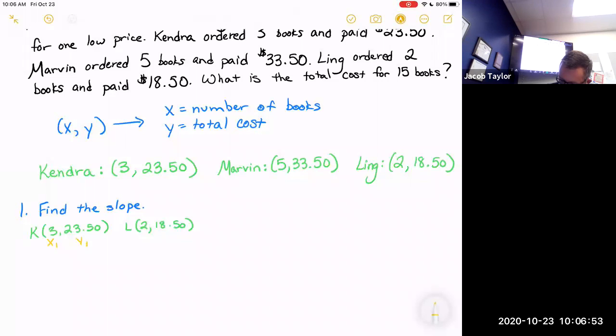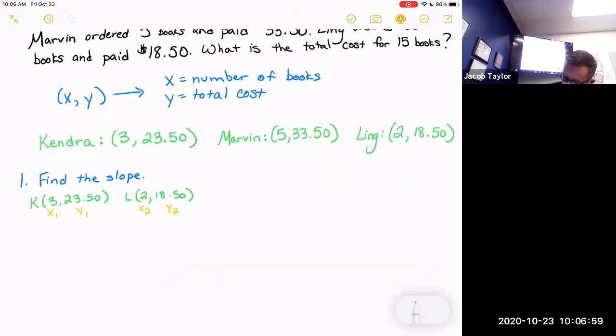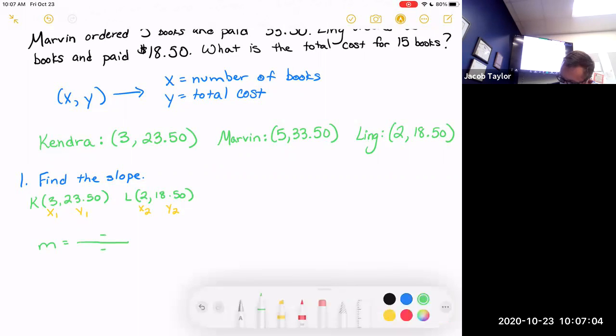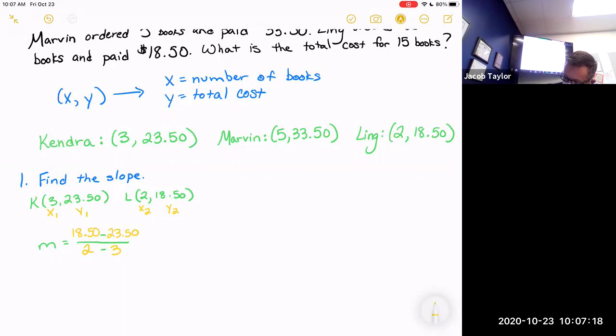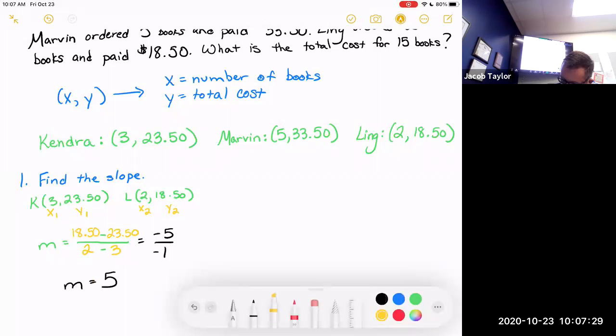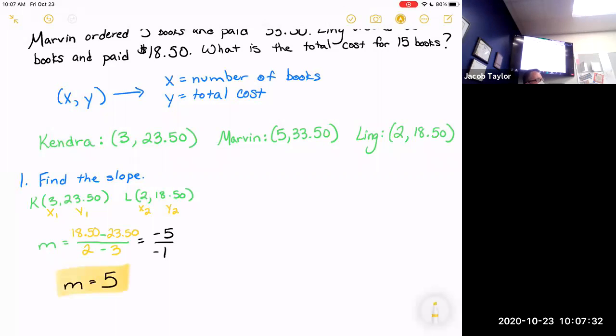So x1, y1, and x2, y2. And now I'm going to plug it in to that formula that we used earlier. M equals y2 minus y1 over x2 minus x1, which gives me -5 on top and -1 on bottom. So my slope is 5. Stop right there. 5 what?